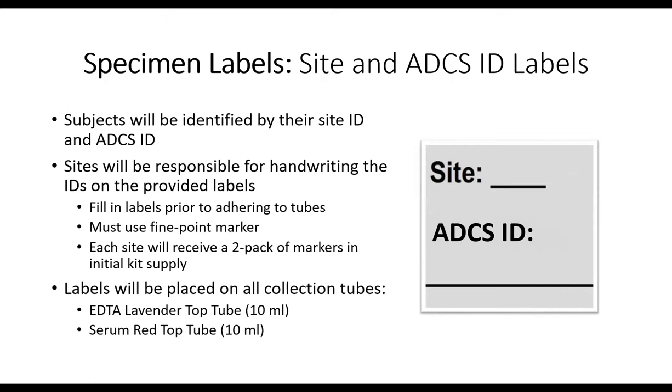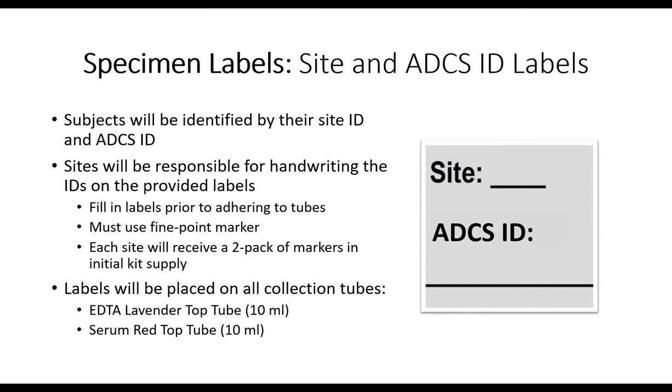If you happen to lose those, you can request more in the kit request module, or they're just a fine point Sharpie marker in case you want to just grab something on hand before you can get any more ordered. We ask that you please write this information on the label prior to sticking them onto the tubes. It's a lot easier to write on a flat surface than on a round surface.